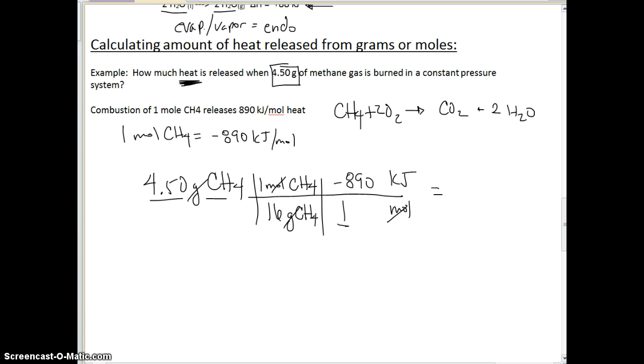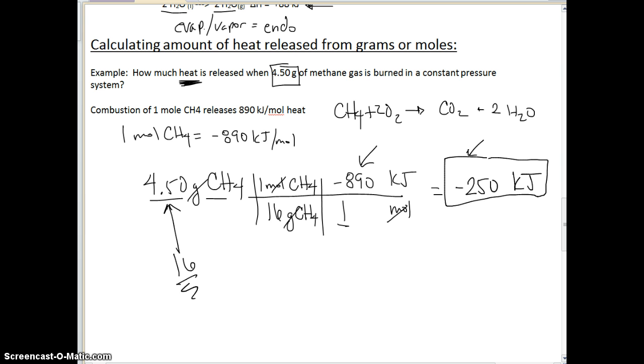The answer that I came up with was negative 250. We'll call it kilojoules, and that's the amount of heat that's going to be given off. Obviously, if we had 16 grams of methane, that would be a mole of methane, and that would give us negative 890 because the 16s would cancel. We had less than a mole, essentially a fourth of a mole, so our answer is about a fourth of 890, roughly, not exactly because we had the 0.5.